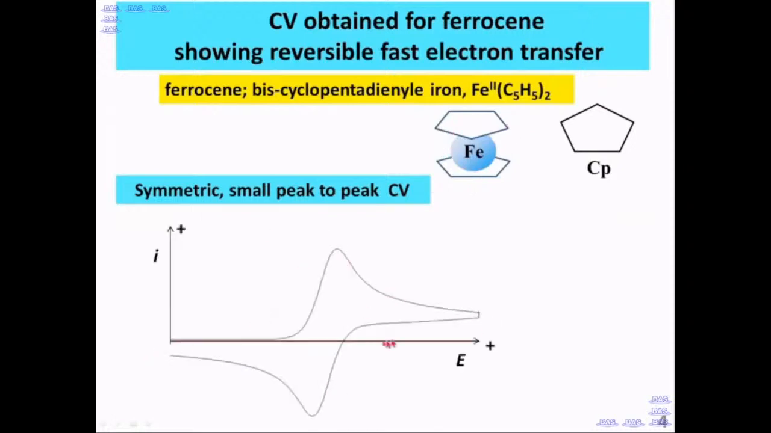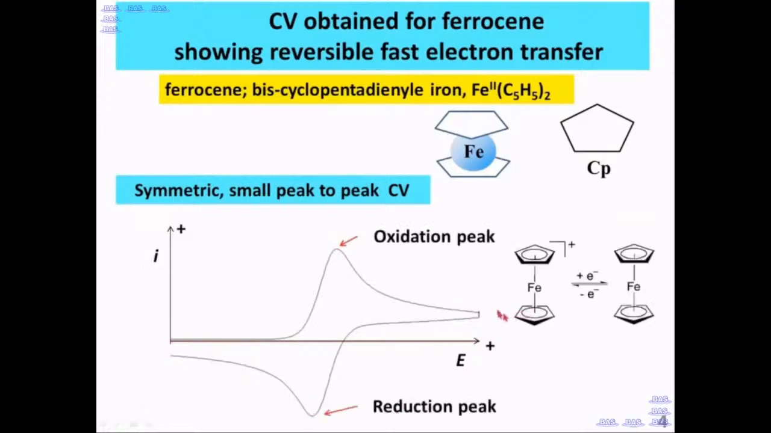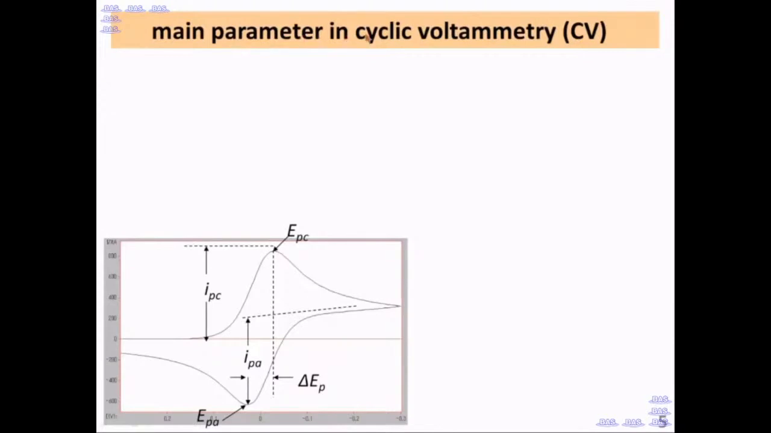The schematic representation by CV: this is the positive potential direction, and this direction is negative potential. So the ferrocene is oxidized in this direction and reduced in the other. The oxidation peak is this, and the reduction peak is this. Usually ferrocene is a neutral compound. This moiety has -1 charge, and this another -1 charge. So the ferrous ion is the main parameter in cyclic voltammetry.